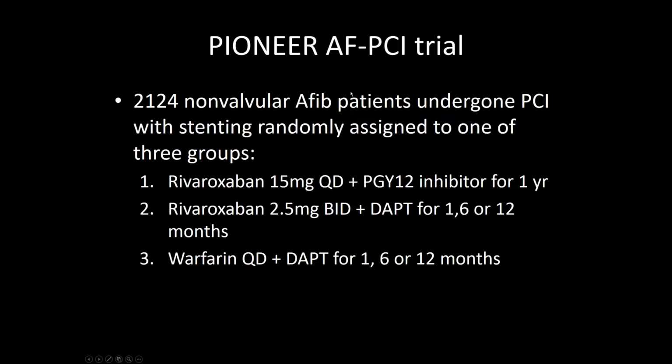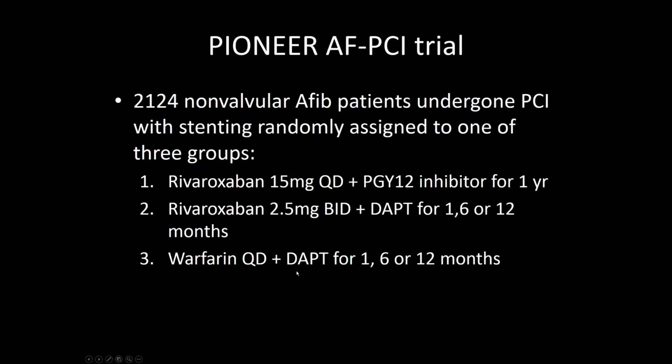So this study came out in December, the Pioneer AF-PCI trial, and this actually had some different recommendations from the ones we were following before. They looked at 2,124 non-valvular AFib patients who underwent PCI with stenting, and they randomly assigned them to 3 different arms. One was rivaroxaban at 15 mg QD with a P2Y12 inhibitor like Plavix, and they did that for a year. Then they did rivaroxaban at a very low dose of 2.5 mg, combined with dual antiplatelet therapy, and they looked at different time periods like 1, 6, or 12 months.